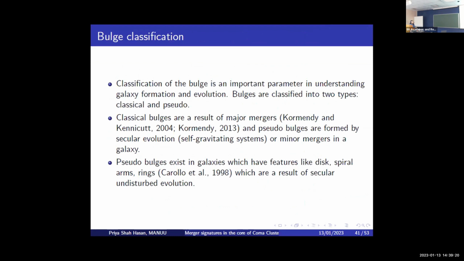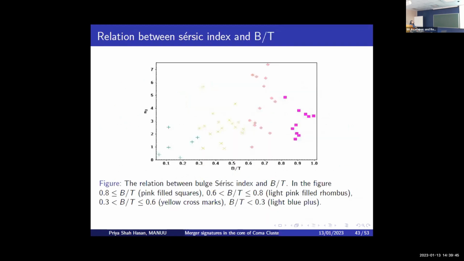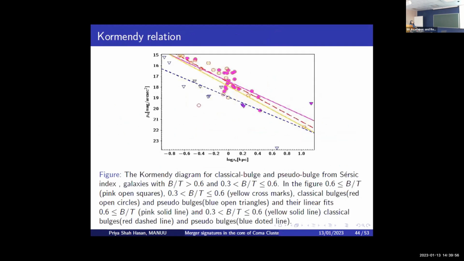Like I said, the classification of a bulge is a very important indicator of the merger history of these galaxies. Classical bulges are a result of major mergers. This is an established thing, while pseudo bulges are indicators of secular evolution. So we classified our bulges in this way, and you can clearly see that there's a relationship between the Sersic index of the bulge and the B by T ratio. The complementary relation also shows us which of our non-dwarf galaxies are classical.